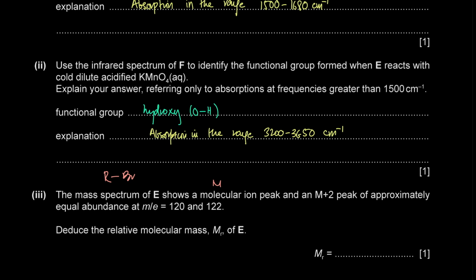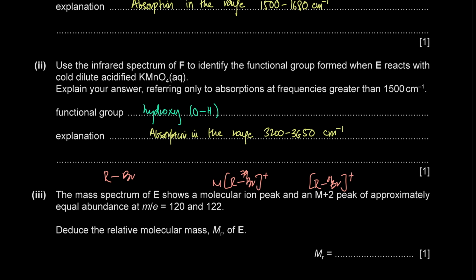The M peak is due to bromine-79, and the M+2 peak is due to bromine-81. Bromine-79 and bromine-81 have roughly equal abundances. The abundance of each of these isotopes is roughly 50%, and therefore their heights are similar. So the molecular ion peak, the M peak, is because of this molecular ion, and the M+2 peak is because of this molecular ion. We have some R group bonded to a bromine.